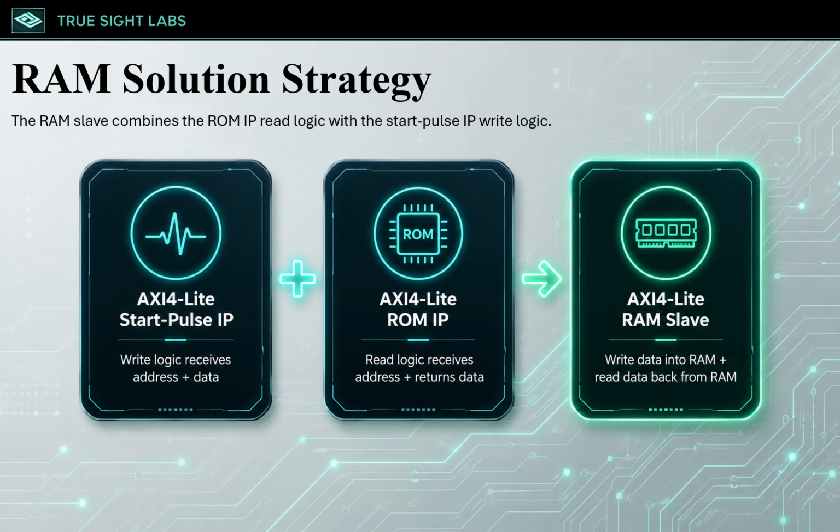Before looking at the code, it's important to understand the solution strategy. The RAM slave is created by combining the two IP blocks from the previous lessons. The write logic from the start pulse IP and the read logic from the ROM IP can both be reused. Together, these two pieces can be used to create the complete AXI4-Lite RAM slave.